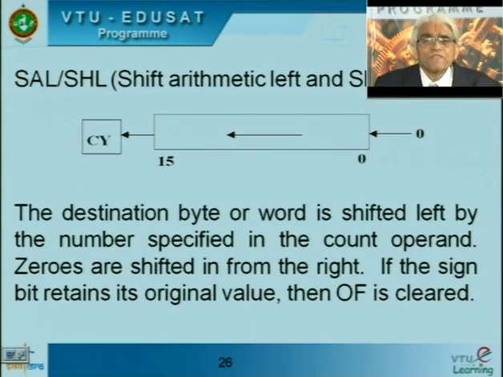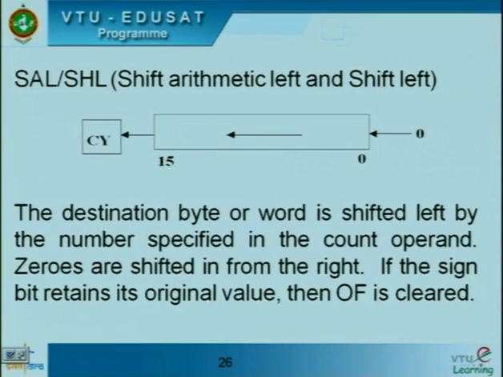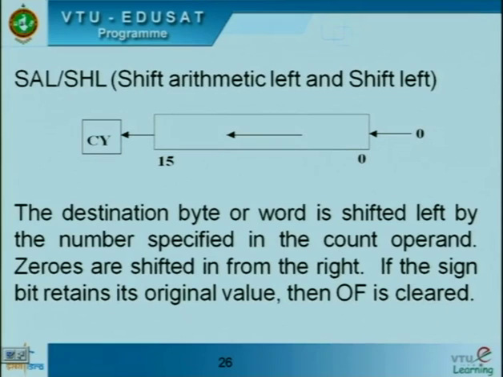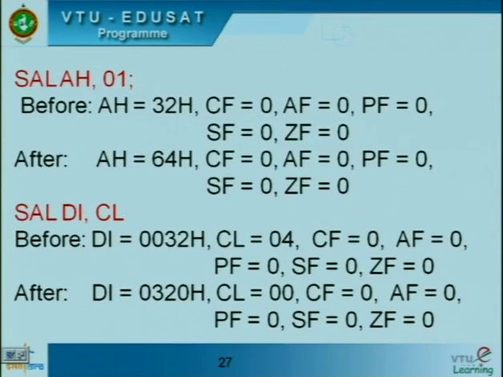Arithmetic shift left, or shift left, is the same as the logical shift because there is no change in the operation. But if bit number 14 of the register differs from the MSB bit, that is, if the sign changes, obviously the overflow flag will be set. This is the only difference you need to understand about the shift left operation. For example, SAL AH comma 01, we are talking about the AH register being shifted left. If it is equal to 32, after the execution of the instruction it becomes 64 because it is multiplied by 2, and this is quite obvious.